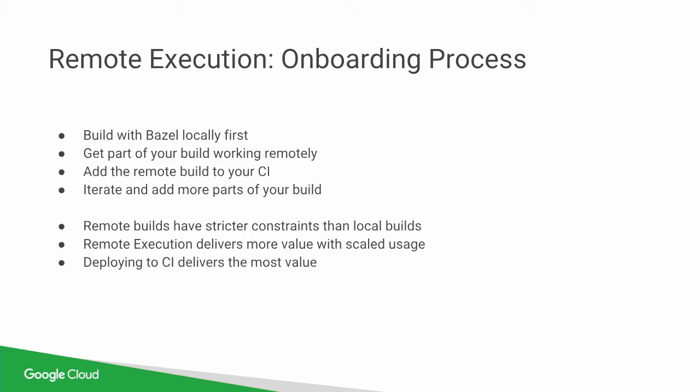So get your build working locally, then choose a part of your build to focus on. Get that working remotely. Get it set up under CI so that it continues to work remotely. And then you can iterate and add more parts of your build until the whole thing works, and you add it as a blocking factor on your CI, and no one can check in and break anything. The reason we recommend this, as I said, is that this remote sandbox idea has stricter constraints than running locally. People find that sometimes things break, so they've got to update things.